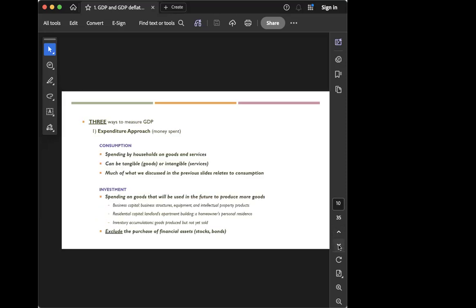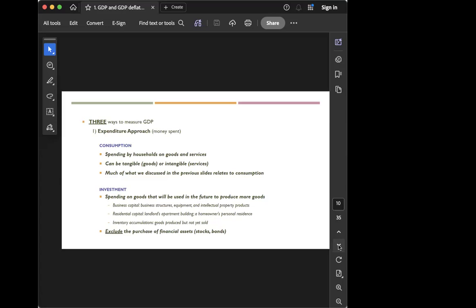First one is consumption. Consumption is spending by households on goods and services. Goods are tangible items, for example food, clothes, or cars. And services are intangible things, like haircuts, medical services, or tutoring. A lot of everyday spending by households is considered consumption.